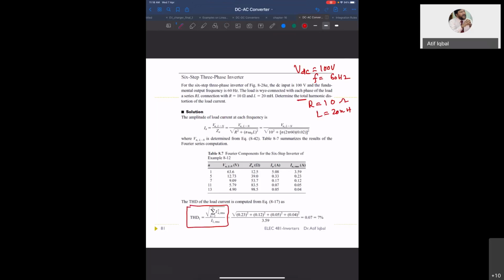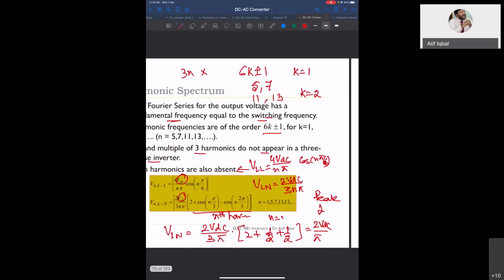Sum of In square RMS upon I1 RMS. So we have to find out the fundamental current and the harmonic currents. So to get the current it is Vn over Zn. Current is Vn over Zn, but this is the peak value. Remember, we have to get the RMS. So now, what is Vn line to neutral? You know what Vn line to neutral is? This is this.